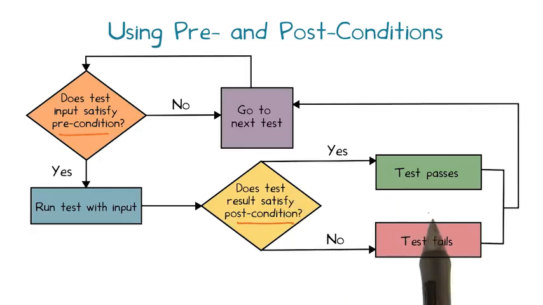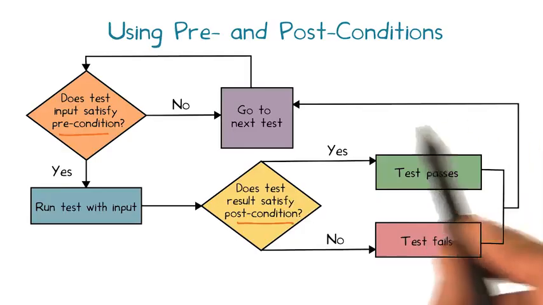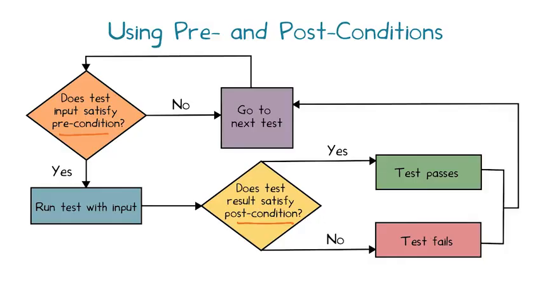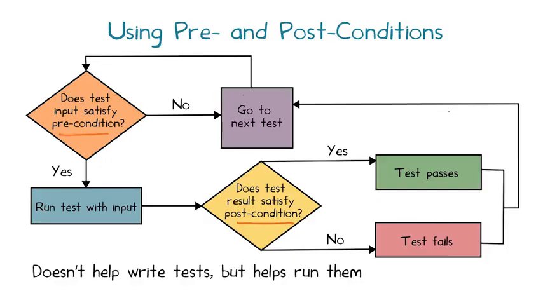If it does, then the test passes. Otherwise, the test fails. In both of these cases, we then proceed to the next test. In this way, we check that any input satisfying the precondition yields a result that satisfies the post condition. While this framework doesn't help us to generate the tests, it does help significantly with automating testing runs.